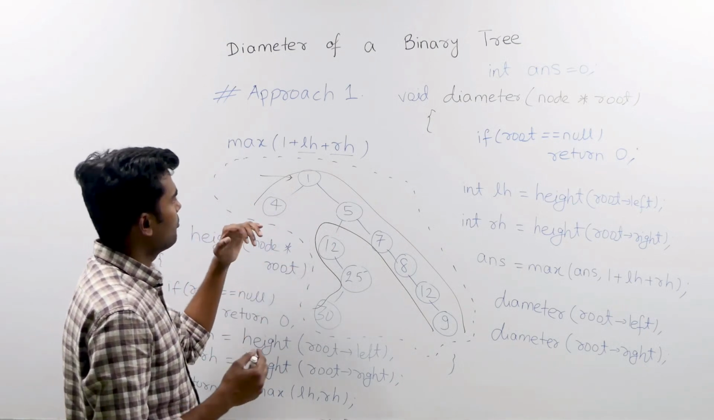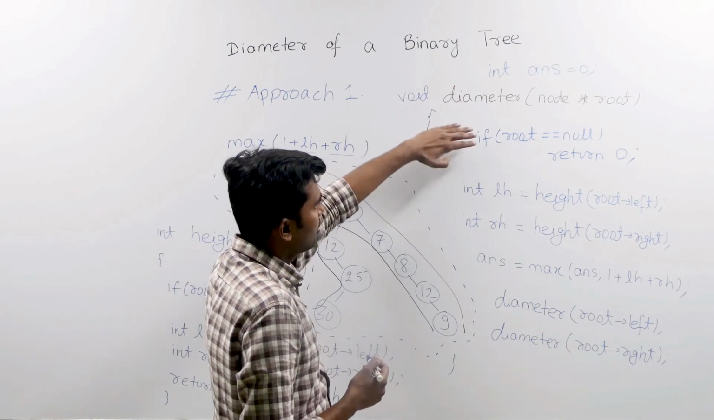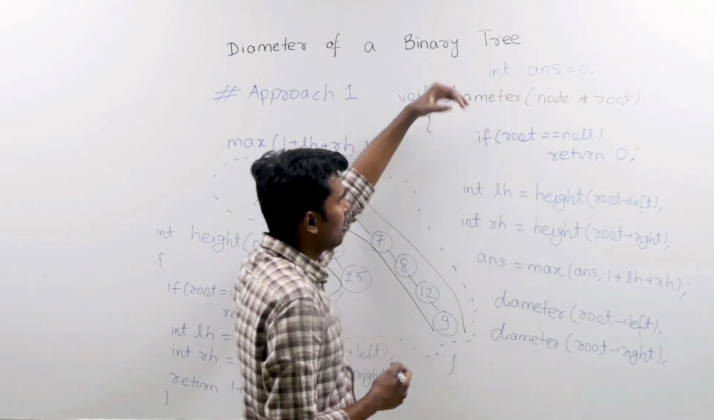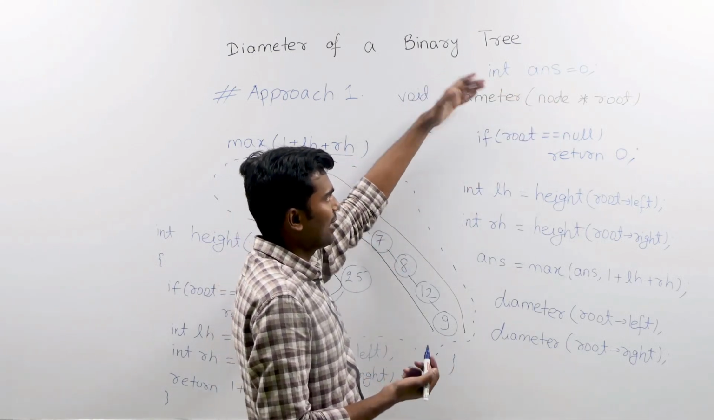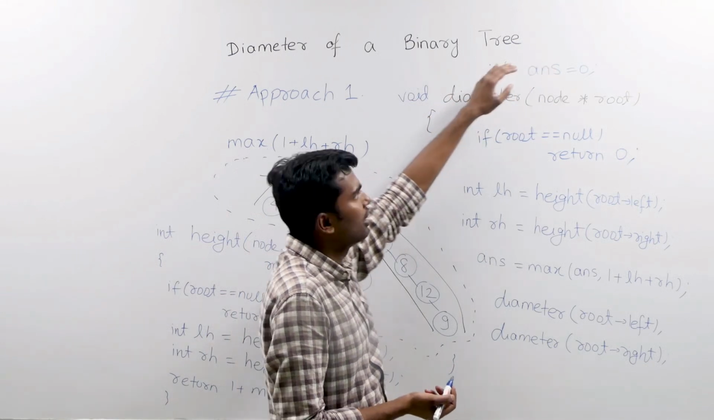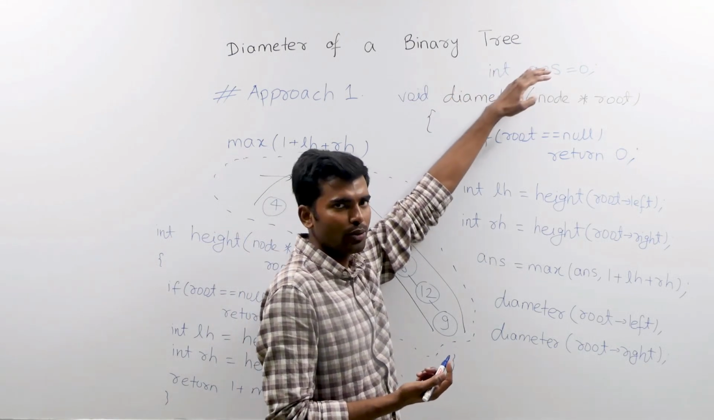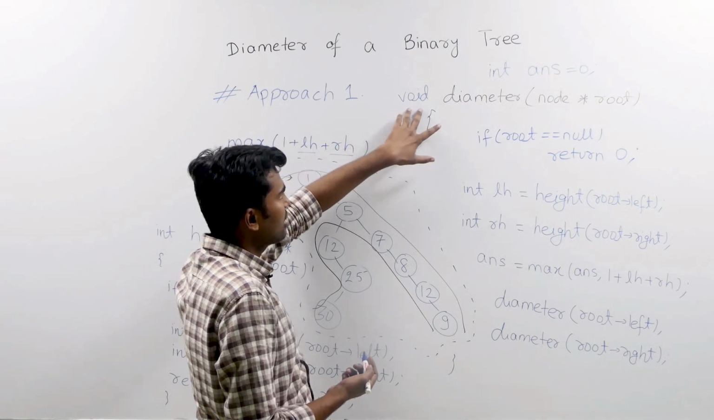So okay, this is the function. The input is the root node, and our answer will be stored in a global variable answer. Initially it will be initialized with 0, and this function is returning nothing.